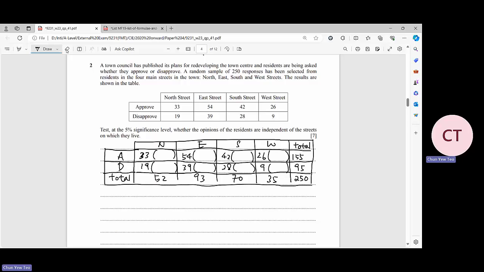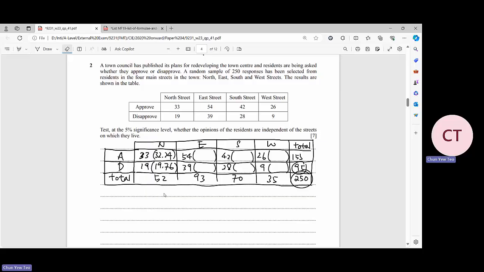For the first value, I just take this, multiply this, divide by this. So take 52 multiply 155 divided by 250. Then you get the answer as 32.24. Now if you move to the one next below it, it will be 52 multiplied by 95 divided by 250. So you get 19.76.